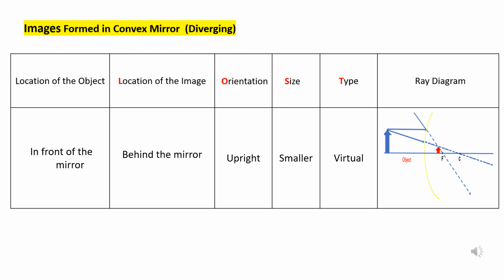And for the convex mirror, the image will always be behind the mirror, it will always be virtual, upright, and as for the size, it will always be smaller.